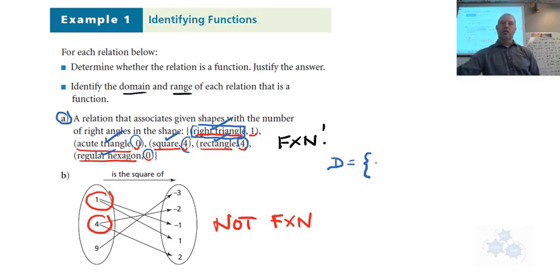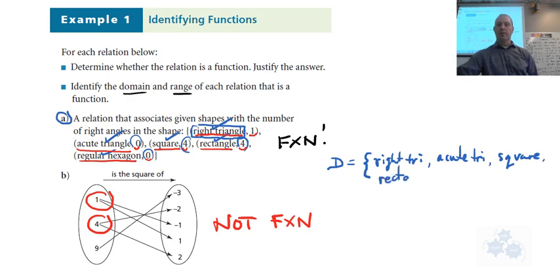Okay. So let's list them. Right triangle. Okay, I'm going to abbreviate that. Acute triangle. Square. You see how I'm just listing them, separated by a comma. Rectangle. And regular hexagon. And at the end, you put the closing brace. That's the domain.